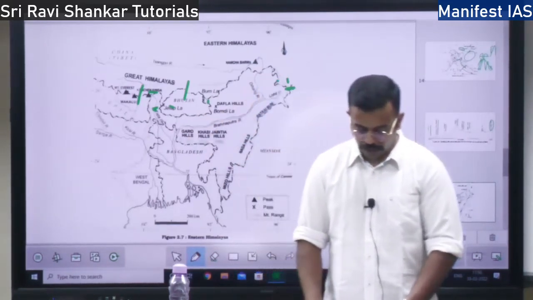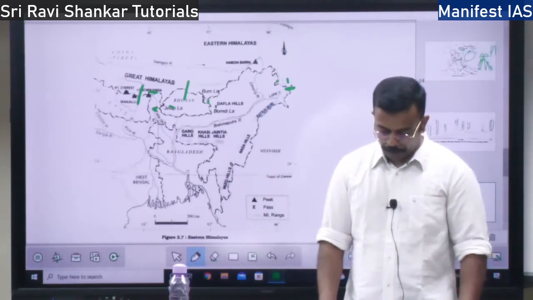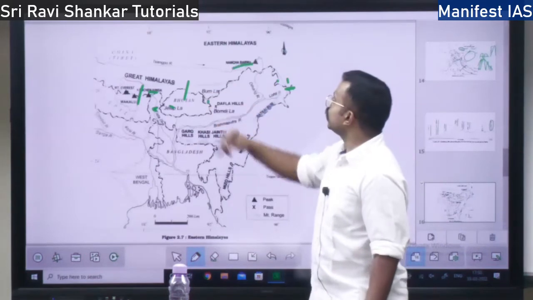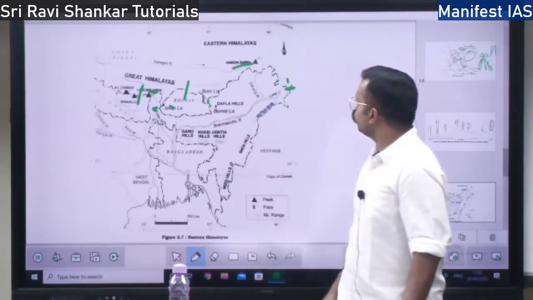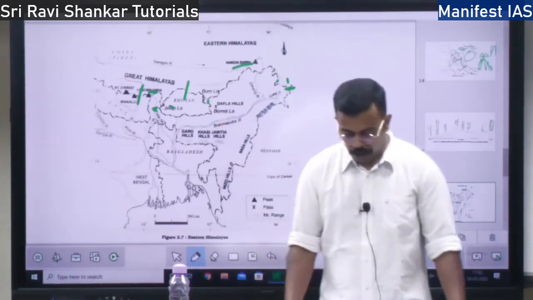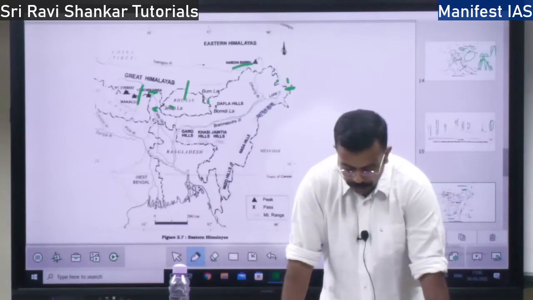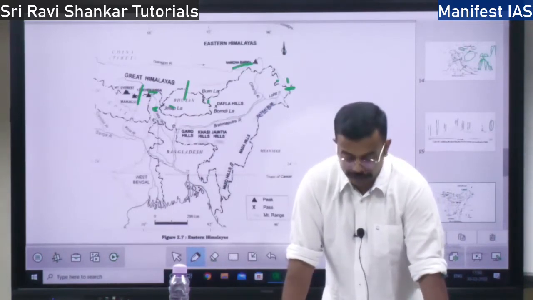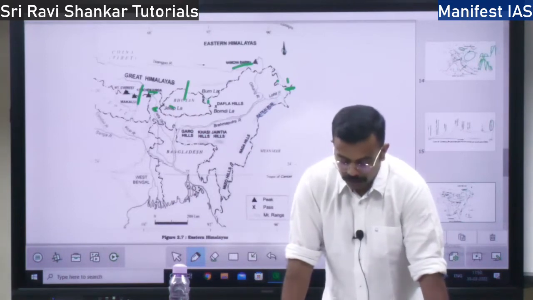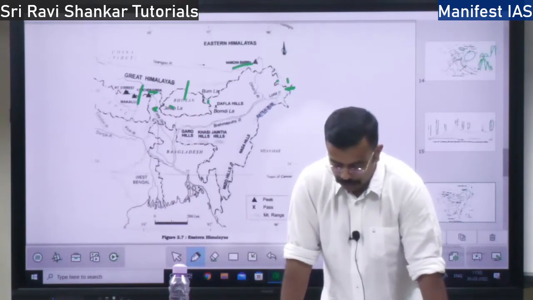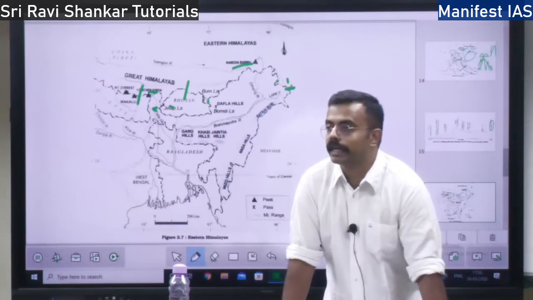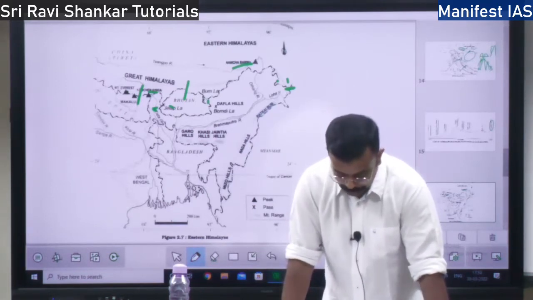So here also there are multiple peaks. Peaks means big mountains. You have Namcha Barwa peak here. And also Kangtu peak. It is not shown in the map. Kangtu peak is also here. So in this region you will find fast flowing rivers. What are the fast flowing rivers? The Brahmaputra, Kameng, Zubansiri, Dihang, Dibang, Lohit. All these fast flowing rivers you will find in this region.